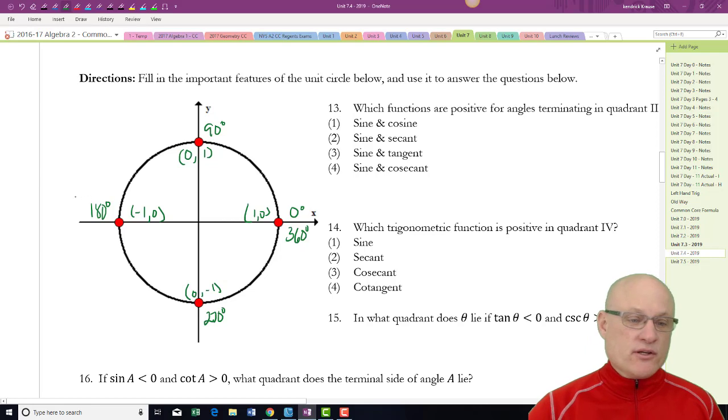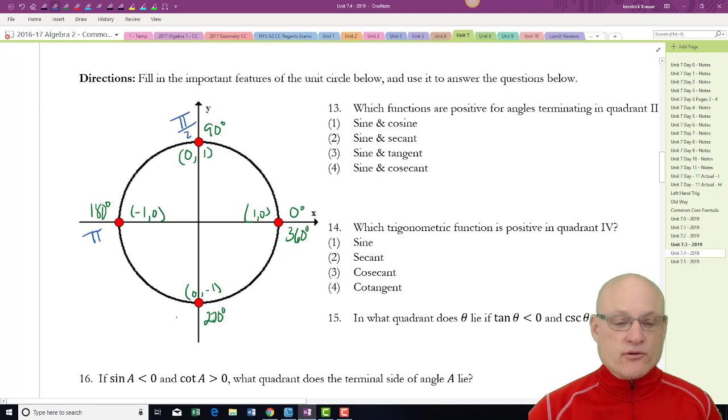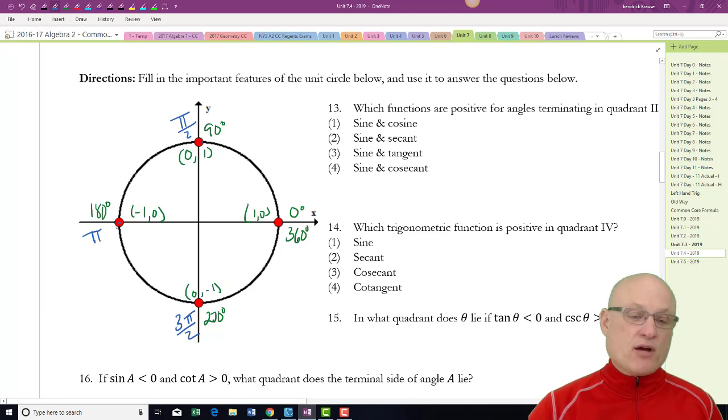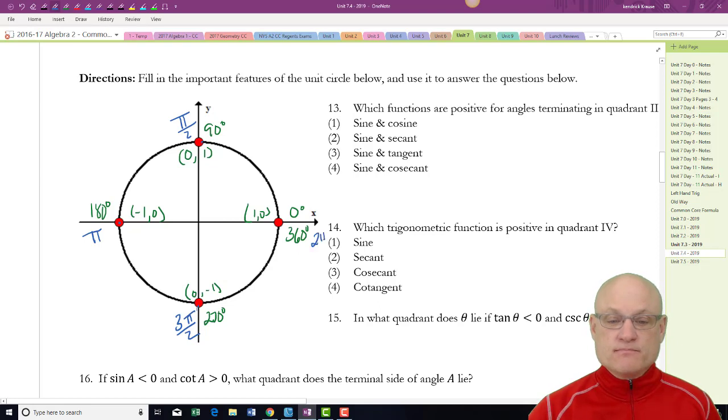We're also going to go, this is pi. This is pi over 2. This is 3 pi over 2. Now, if you remember, we're going to cut these in halves. So there's half a pi. This is 2 pi over 2, or pi. This is 3 pi over 2, and this is 2 pi. All right, so I think we got it.